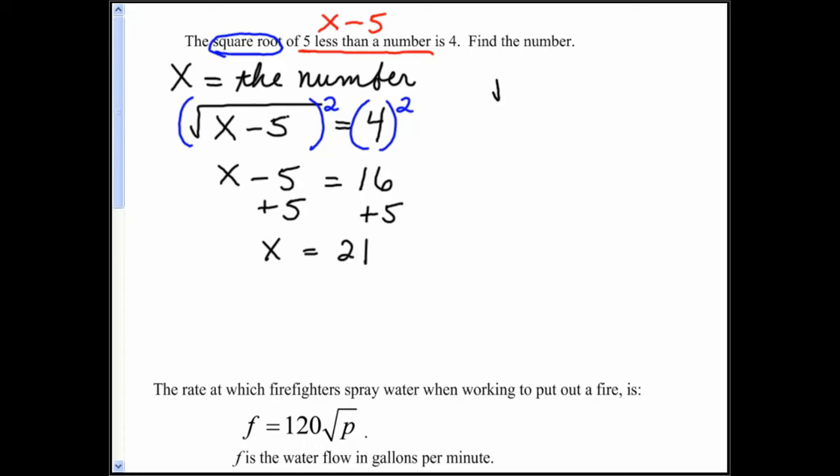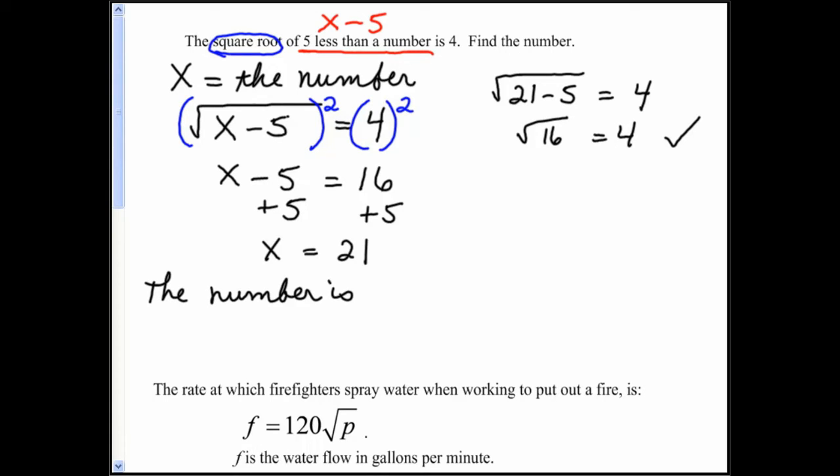So substituting 21 into the original equation, we have the square root of 21 minus 5 equals 4. Square root of 16 equals 4. Yes, that checks. So in this application, we would say the number is 21.